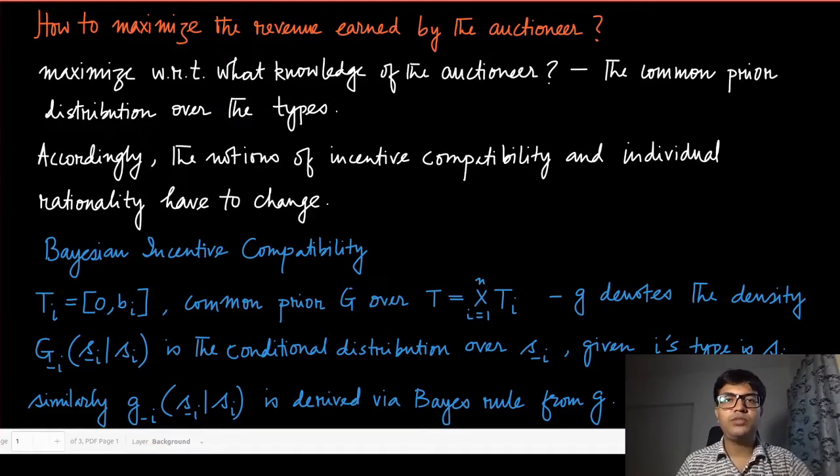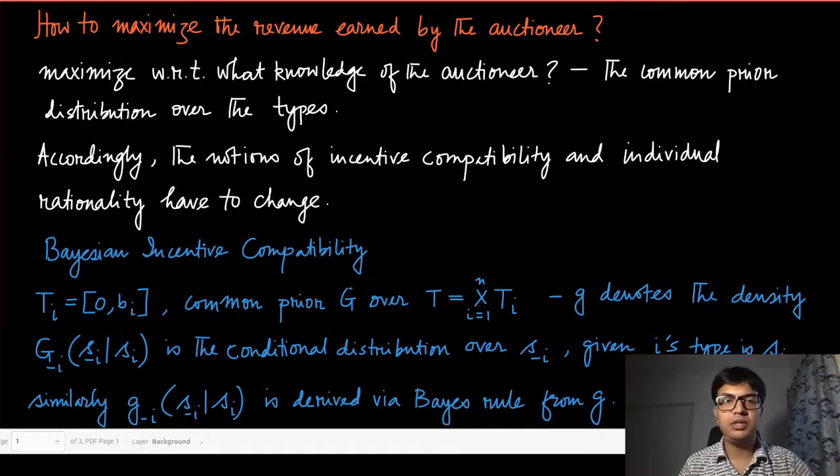to assume some sort of a prior over the types or the valuations of the agents. And why is that? If we try to maximize the revenue from a non-prior setting, we'll have to consider something like a worst case revenue, and the worst case revenue might not be that good. It can be very less compared to what is possible to earn in practice.